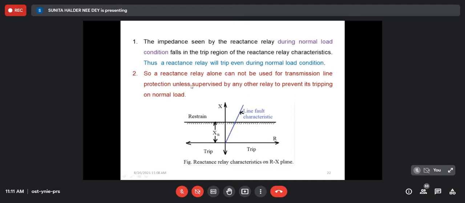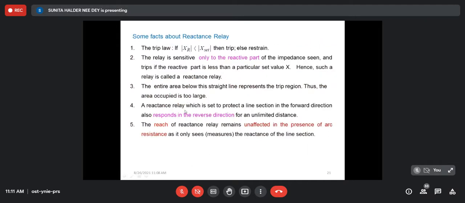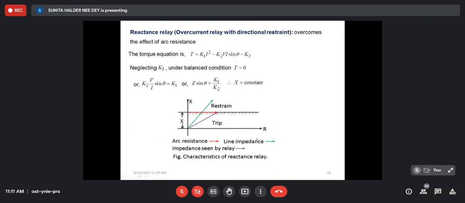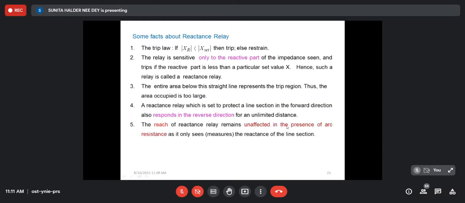Now you see one thing important. A reactance relay, which is set to protect a line section in forward direction, also responds in reverse direction from an unlimited distance. What does it mean? You see from the characteristics, it will not operate up to this reactance. So it will not operate for any reactance in the negative side also. So it gives protection for the negative direction up to infinite value.